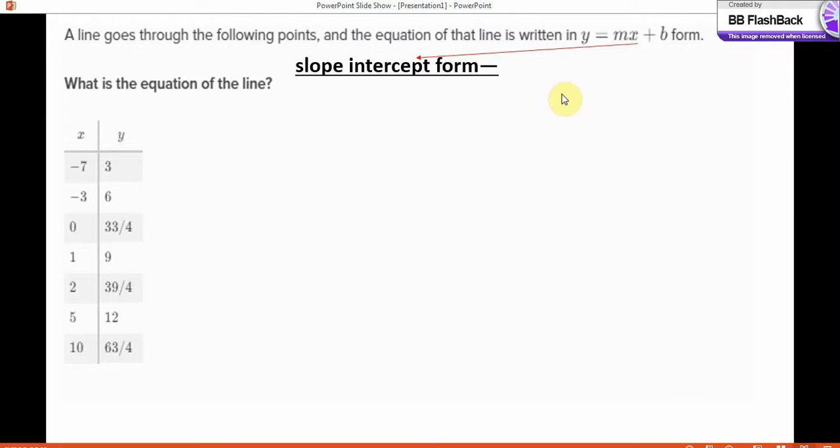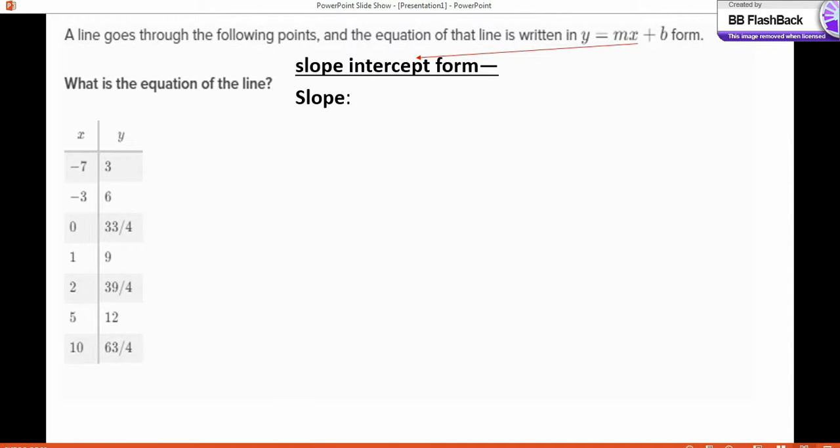Now there's a couple ways that we could do this. We could do this in point-slope form and then convert it to slope-intercept form. Or we can do it like we showed partially in the video before, where we find the y-intercept.